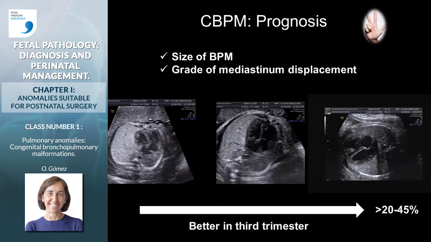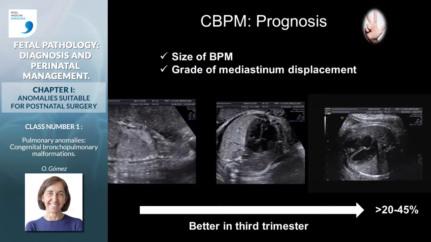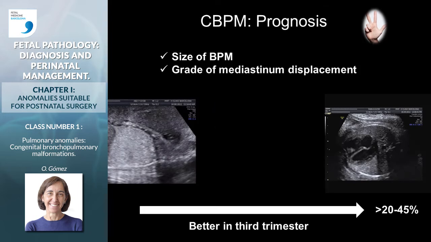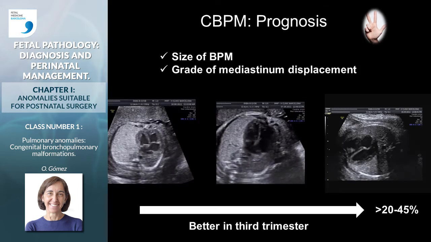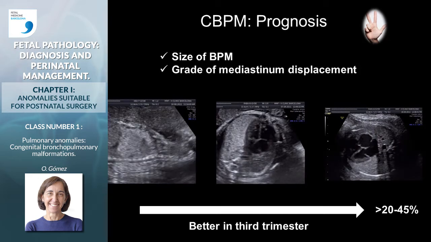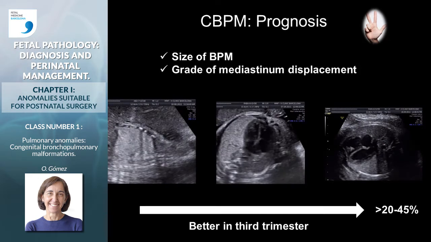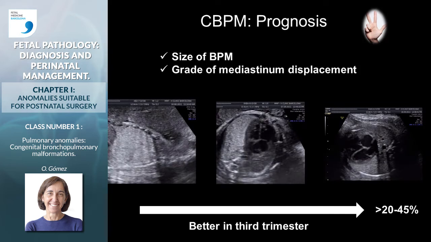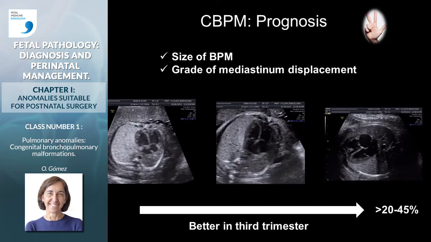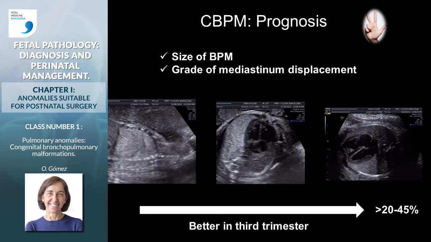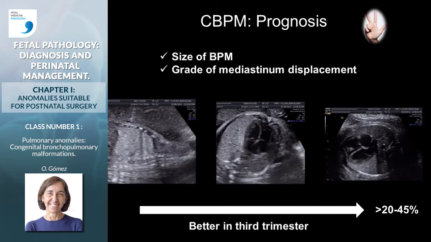The next step is to establish the prognosis, basically establishing the risk of heart failure and hydrops and the risk of pulmonary hypoplasia. The main prognostic factor, therefore, is the size of the lesion and the degree of mediastinal displacement. It is considered that in general the cause of hydrops is mechanical, due to the displacement of the heart and the veins of the systemic venous return, although in cases with a systemic irrigation, there may be an associated hyperdynamic component.